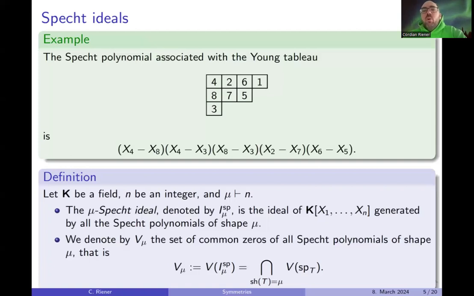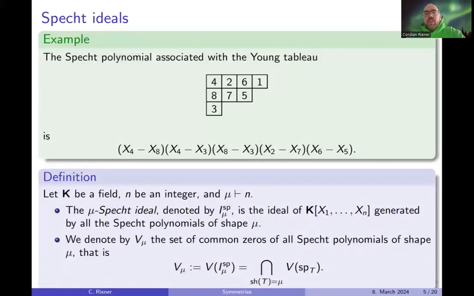If you want to calculate only those Young tableaux that you need to define the ideal, there are actual algorithms to do that. They are very combinatorial. They are so-called semi-standard Young tableaux that you have to look at. But this is for the moment complete. This is a very good question, but for the moment, it's just a definition.